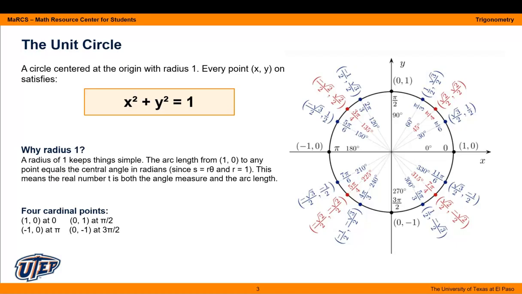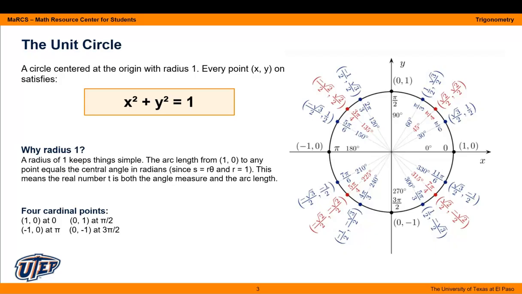Let's begin with the definition. The unit circle is a circle centered at the origin with radius 1. Every point (x, y) on this circle satisfies the equation x squared plus y squared equals 1, because that is the equation of a circle of radius 1 centered at the origin. Now, why do we use a radius of 1? Because it simplifies everything beautifully.